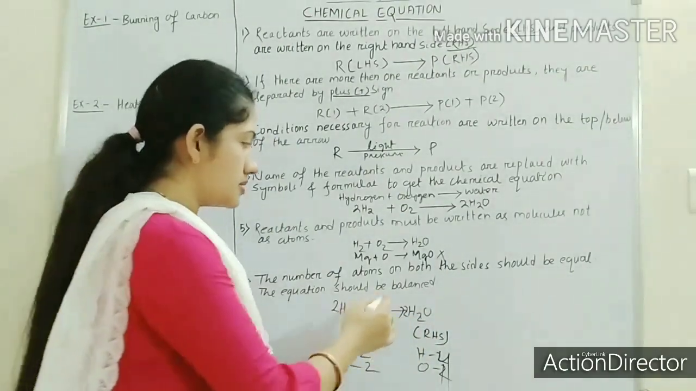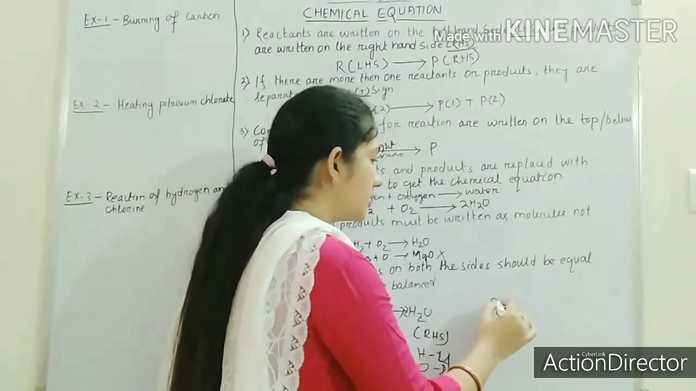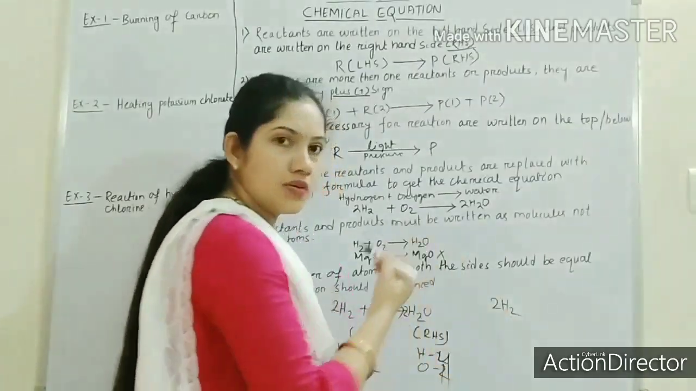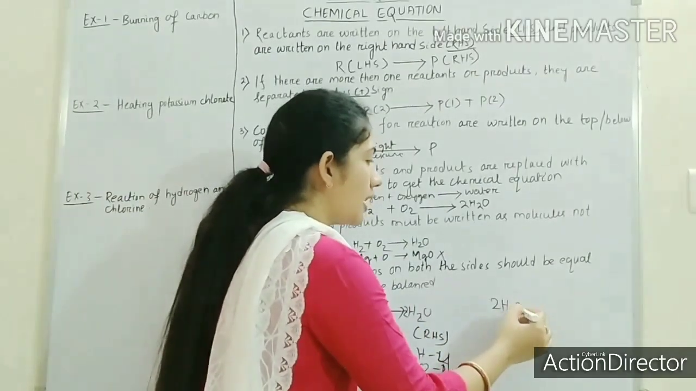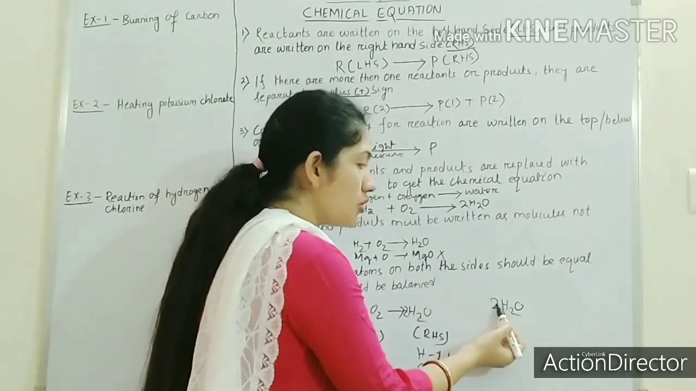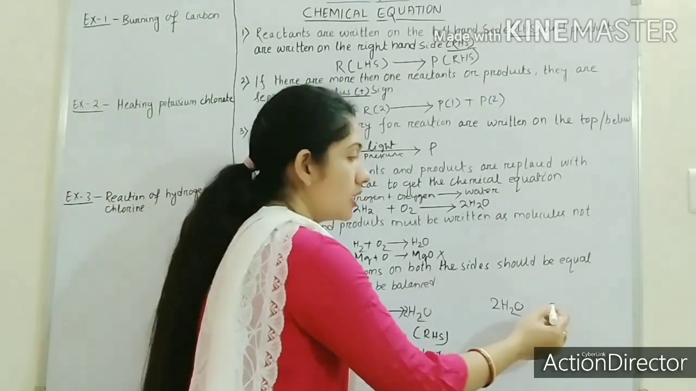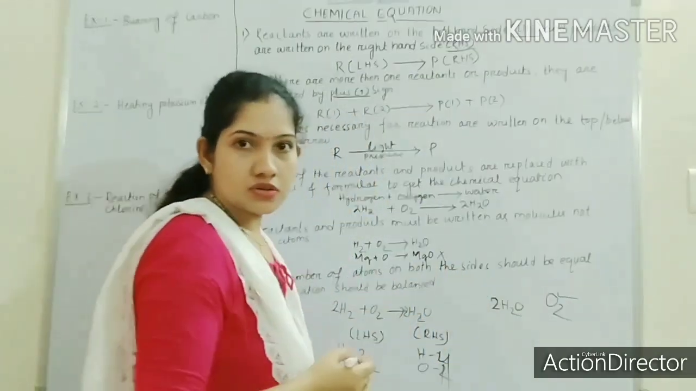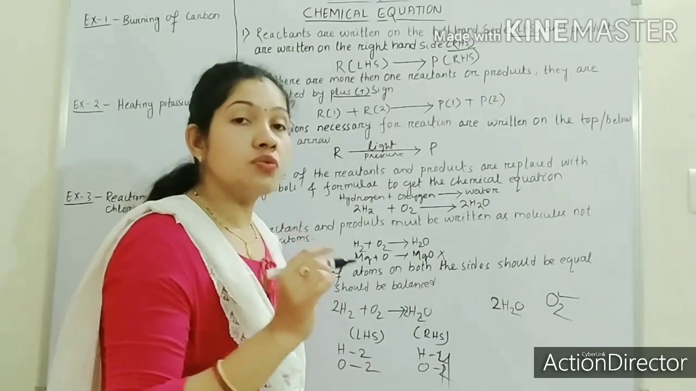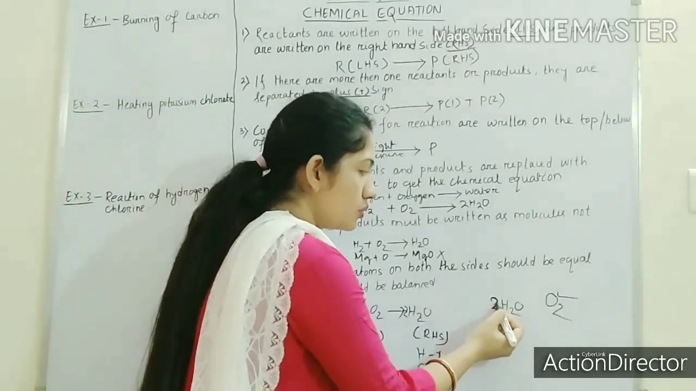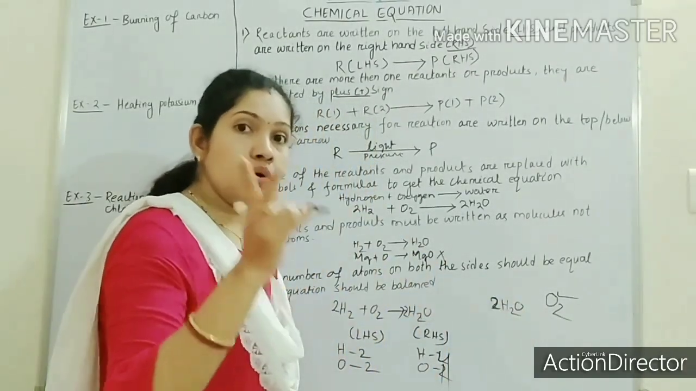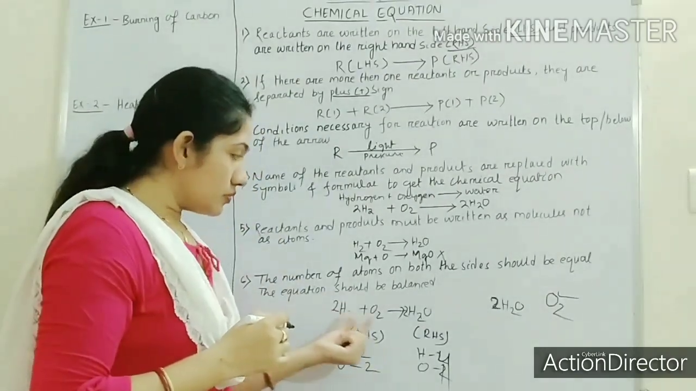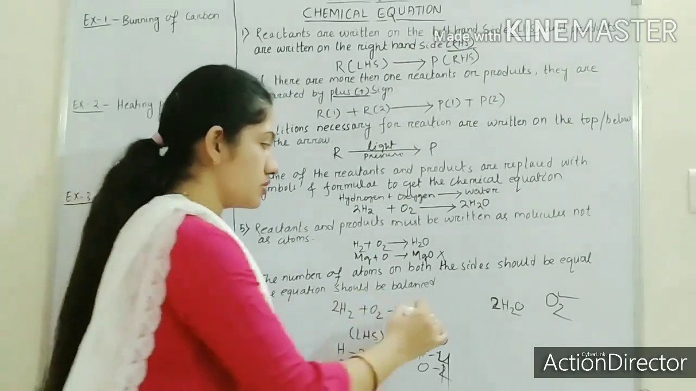Got it? See, whenever we are writing 2H2 means 2 molecules of hydrogen. 2H2O means 2 molecules of water. Like this, if we will write, then it represents 2 molecules of water. So when we balance the equation, we will get this equation. This is the correct equation.